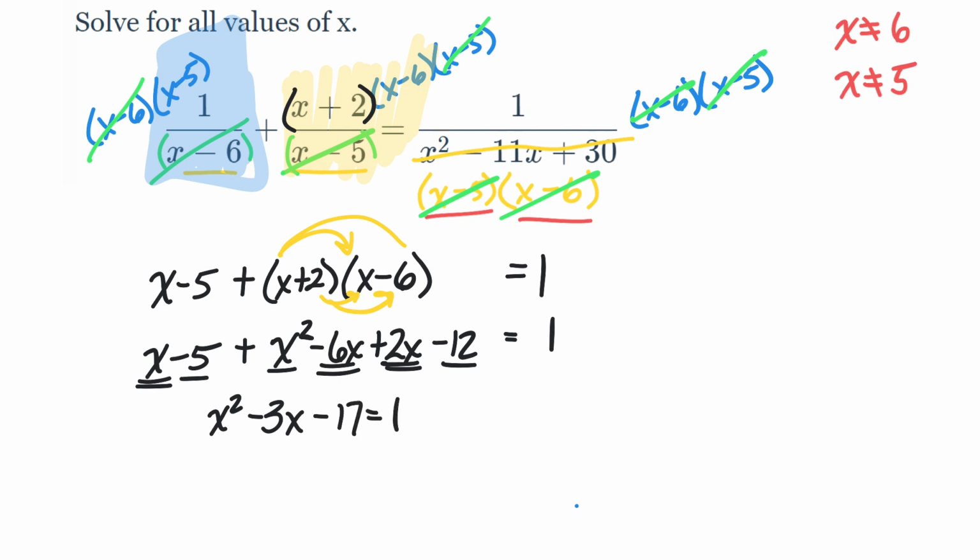equals 1. But again, we've got a quadratic happening here, so everything needs to be on one side. So when we're finally done with all this, we end up with all of that.